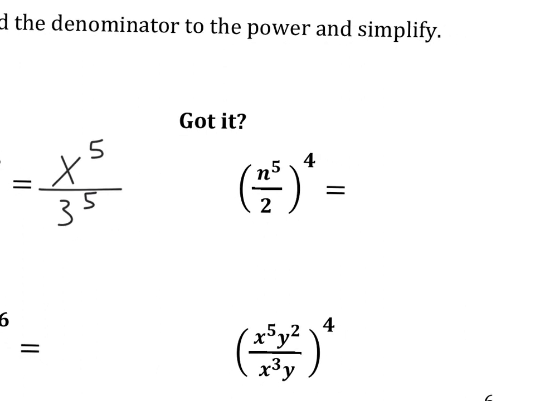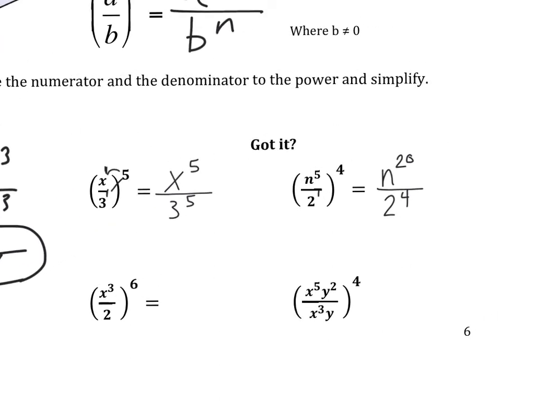Next one. n to the 5th raised to the 4th, and then we're going to have 2 raised to the 4th. I want you to think of this as a 2 to the 1st power. Okay, so when we simplify this, n to the 5 times 4 is 20, and 2 to the 1 times 4, so 2 to the 4th power. That would be your answer there.